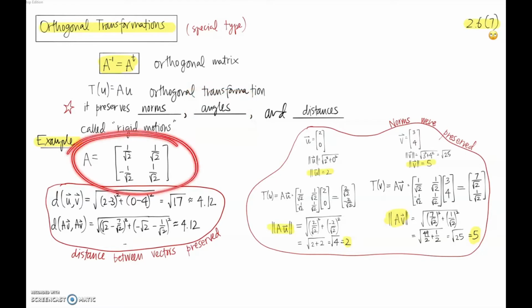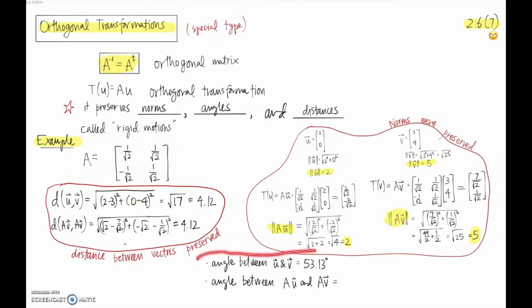This transformation, you've probably guessed it, is a rotation of pi/4 radians. That's where these numbers come from, the sines and cosines of pi/4. So the angles, I haven't even shown you the work, but the angle between u and v is 53.13 degrees. And you can find this, we have a formula from section 1.6 about finding the angle between two vectors. And then if we went through, here's AU and AV, if we wanted to find the angle between those transformed vectors, it's exactly what you guessed, it's the same angle. And that totally makes sense with a rotation because you're rotating everything, so those angles will be preserved.